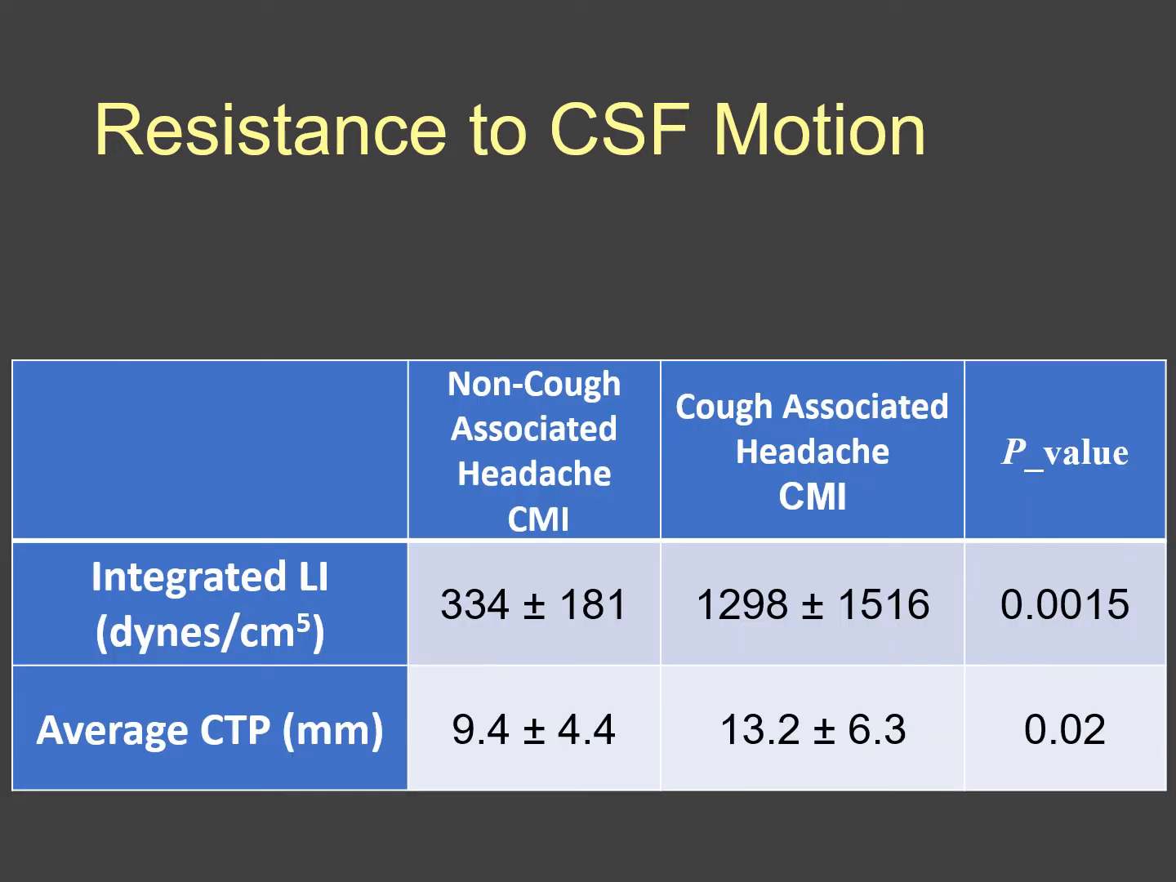So here's the average data, and you can see that cough-associated headache is like 1,300 versus 300 for non-cough-associated headache. But we still have the cerebellar tonsillar position is larger for the cough-associated headaches, 13.2 on average compared to 9.4.